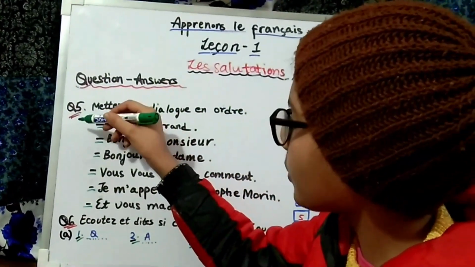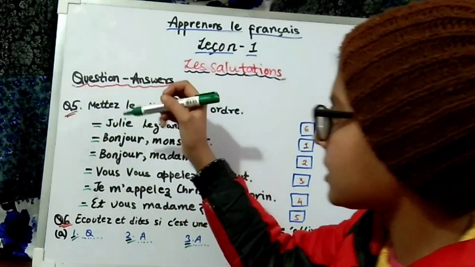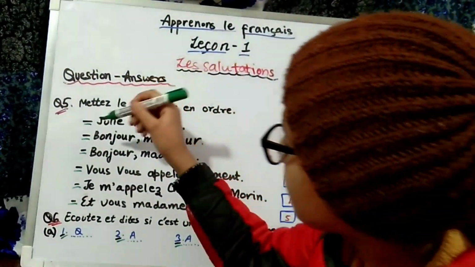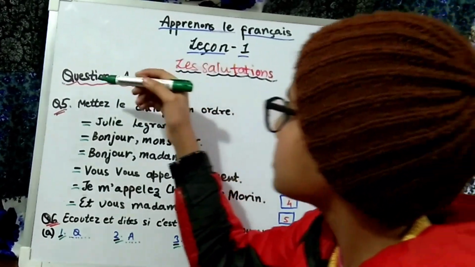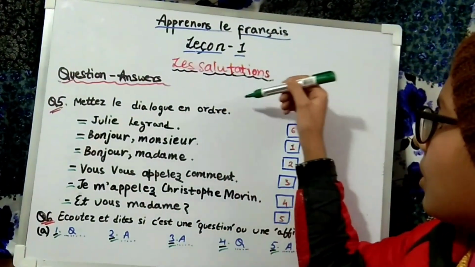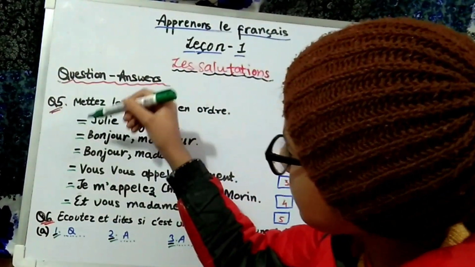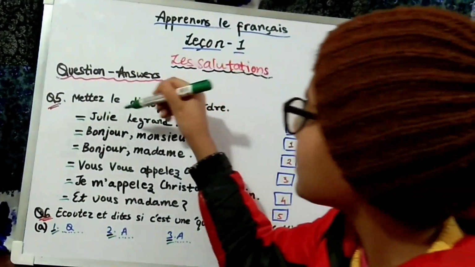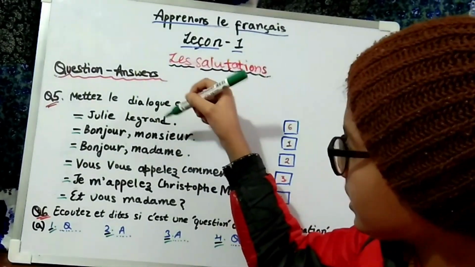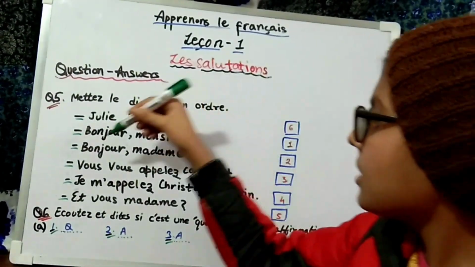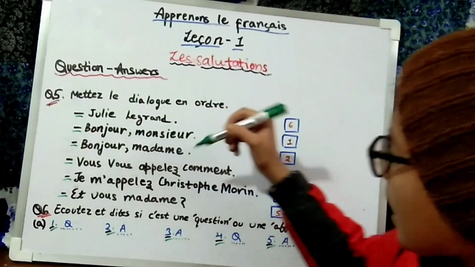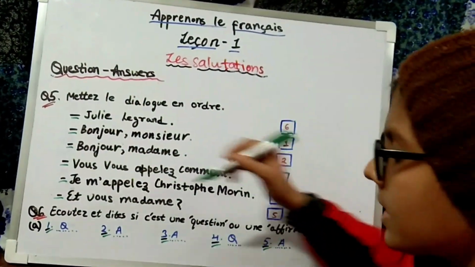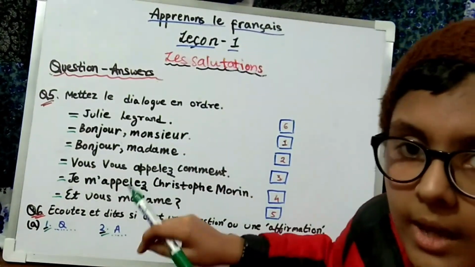So here we are with question number 5 and question number 6. In question number 5, we need to put these unjumbled sentences into order. So mettez le dialogue en ordre. So here are some sentences written. The first one is the name of a woman, which is Julie Legrand. Then bonjour madame, bonjour monsieur, vous vous appelez comment? Je m'appelle Christophe Morin. Et vous madame, and you madam.